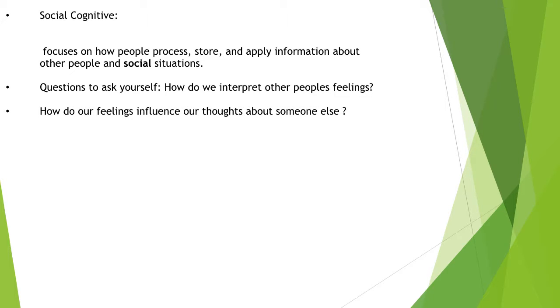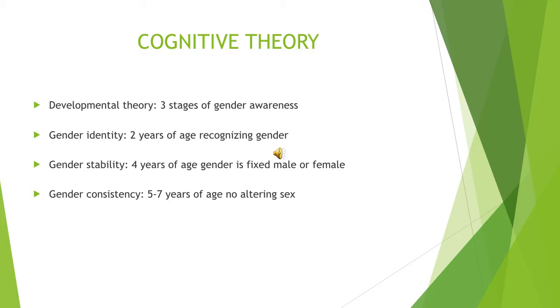Before we continue, let's ask ourselves, how do we interpret other people's feelings? How do our feelings influence our thoughts about someone else? The cognitive theory is broken up into 3 stages of gender awareness. The first is gender identity. This occurs around the age of 2 years. This is when a child recognizes they are a boy or a girl. They also recognize this in other people.